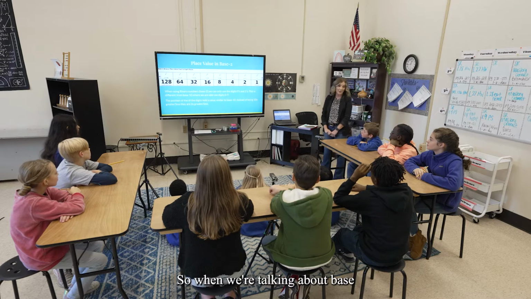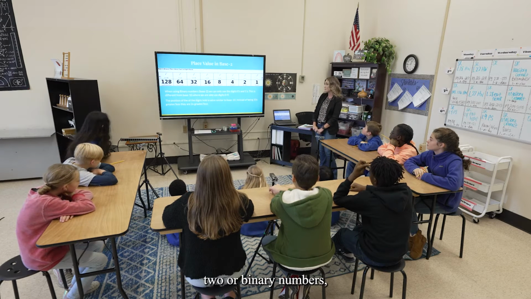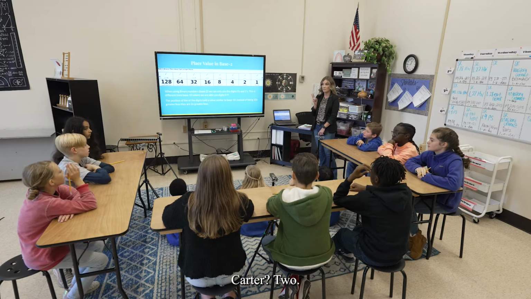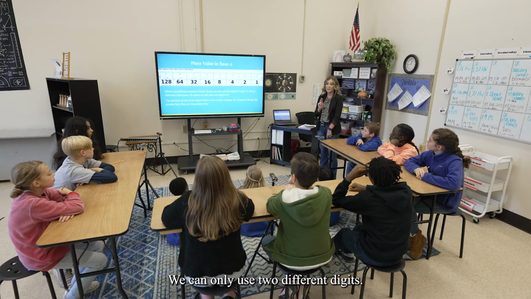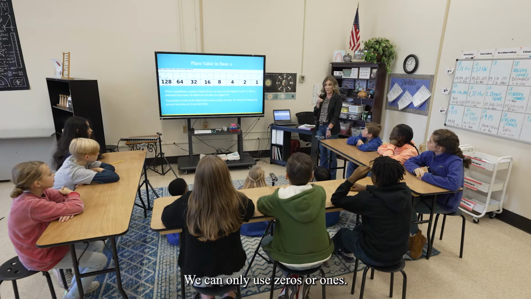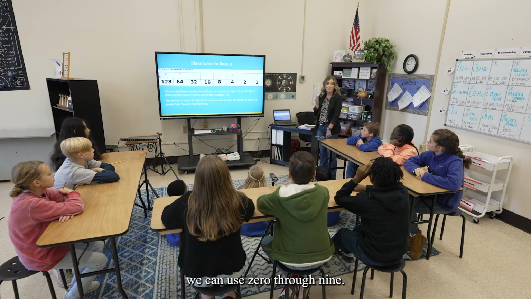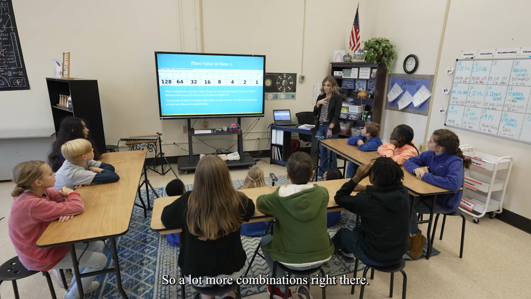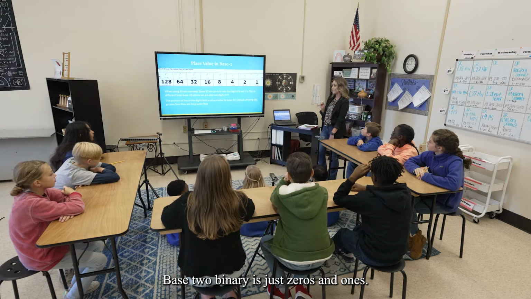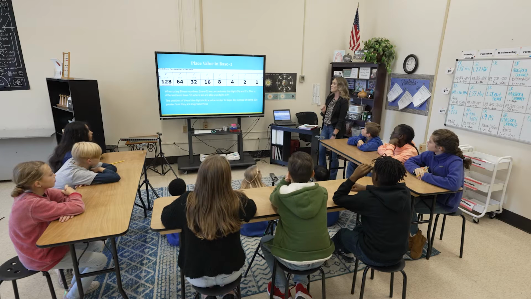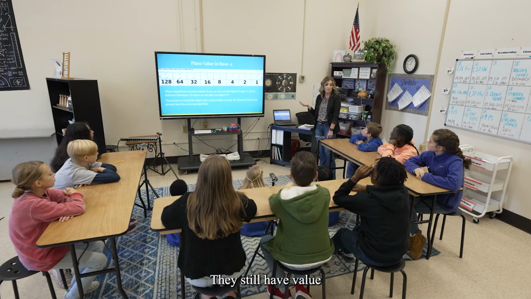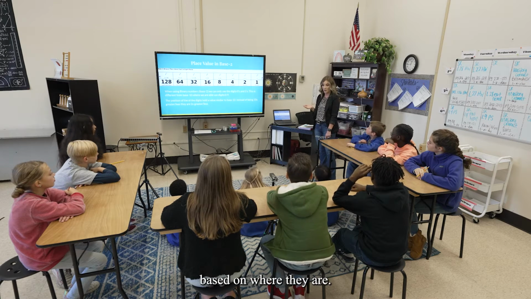So when we're talking about base 2 or binary numbers, who remembers what that prefix bi means? Carter? 2. We can only use 2 different digits. We can only use zeros or ones. Now on base 10, we can use 0 through 9, so a lot more combinations right there. Base 2 binary is just zeros and ones, okay? But the position of their digits is kind of like base 10. They still have value based on where they are.